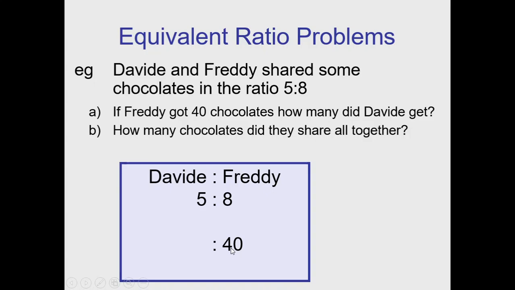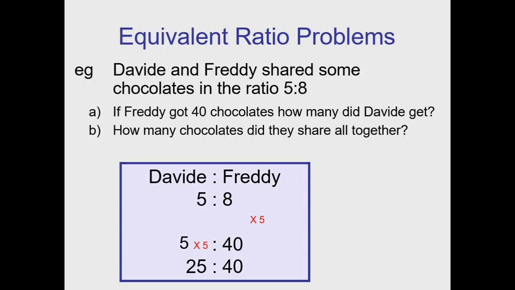Now, I know what I need to multiply 8 by to get 40, but if you struggle with this, you can always try just doing 40 divided by 8. Find that answer, it's 5, and then try for yourself. Does 5 times 8 make 40? And it does. So I'm going to multiply by 5. If the 8 got multiplied by 5 to make 40, Davide should have his value multiplied by 5 as well. So he should have 5 times 5, which is 25. So if Freddie gets 40, Davide gets 25.